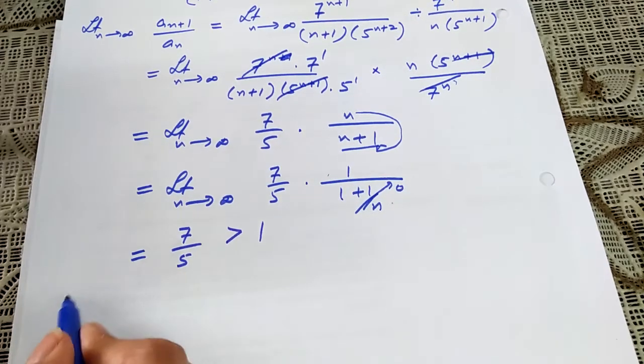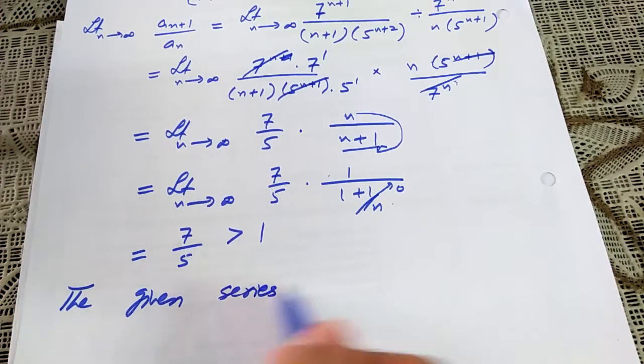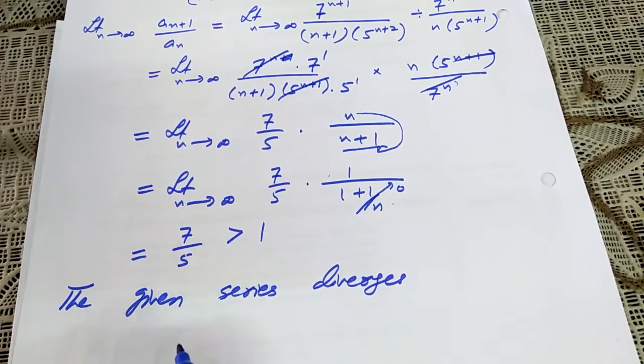And you see this is greater than 1. So this means the given series diverges, because the answer for the limit is greater than 1.